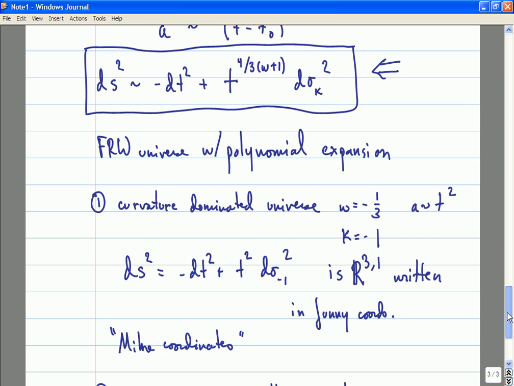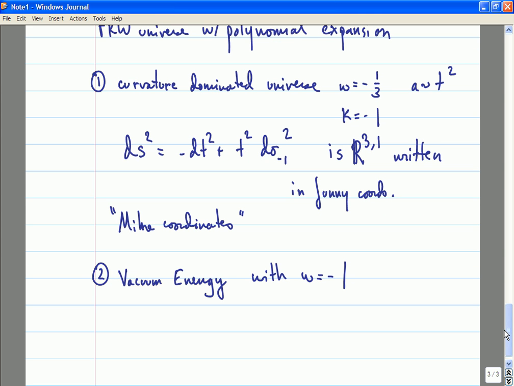In that case, rho was just a constant because the energy density of vacuum energy does not redshift away at all with respect to time. So a dot over a, which was H, was just a constant. And in this case, the metric does not expand in a polynomial manner with t, but instead it expands exponentially.